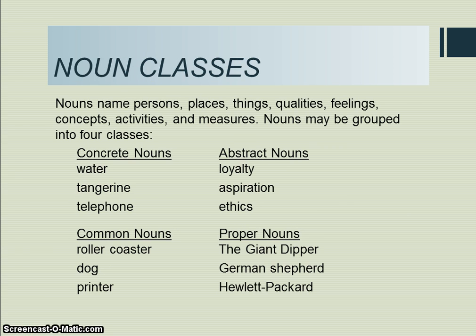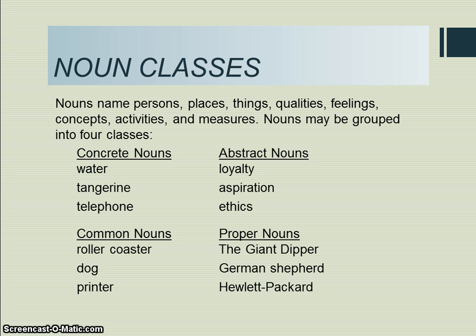Nouns have 4 classes. The first 2 are concrete and abstract nouns. Concrete nouns are things that you can touch, feel, see. And abstract nouns are things that you can't touch, feel, or see, such as loyalty, ethics.